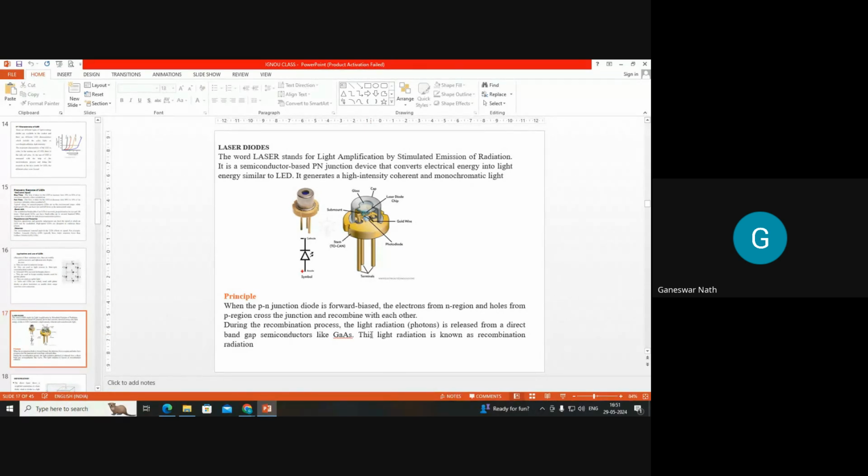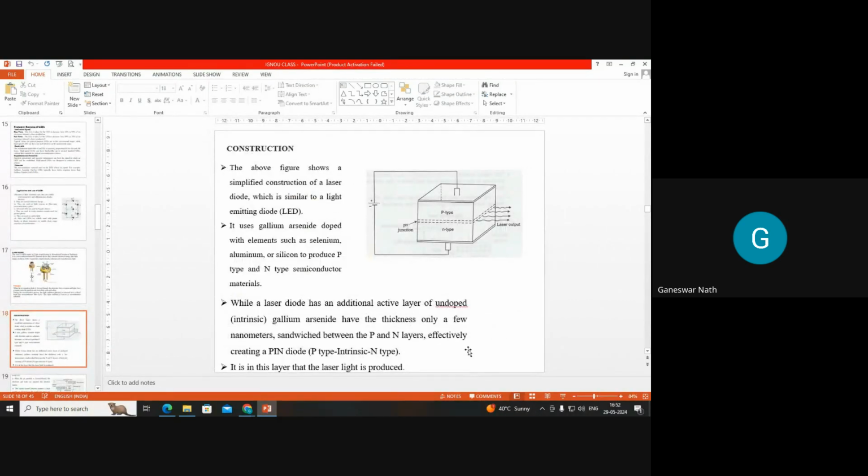Now the question is how it works. When the p-n junction diode is forward biased, electrons from the n region and holes from the p region cross the junction and recombine with each other. This is based on the principle that when recombination of electron and hole takes place, you get an idea of how it operates here.